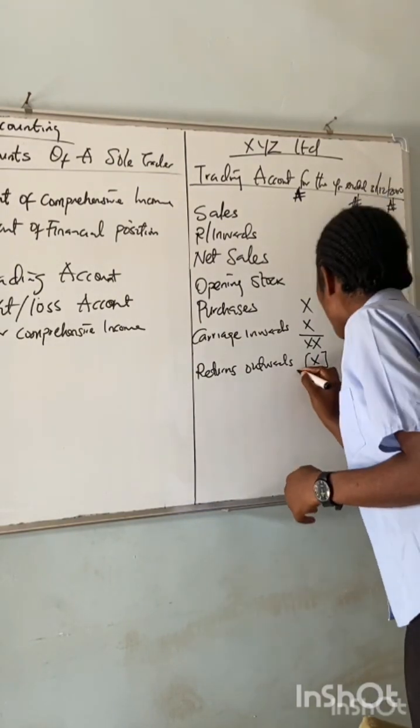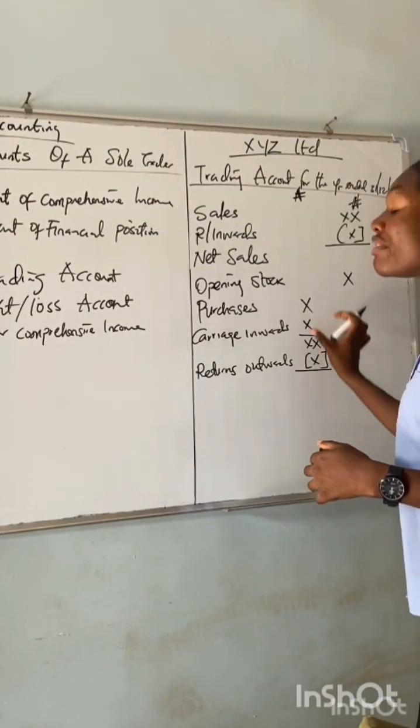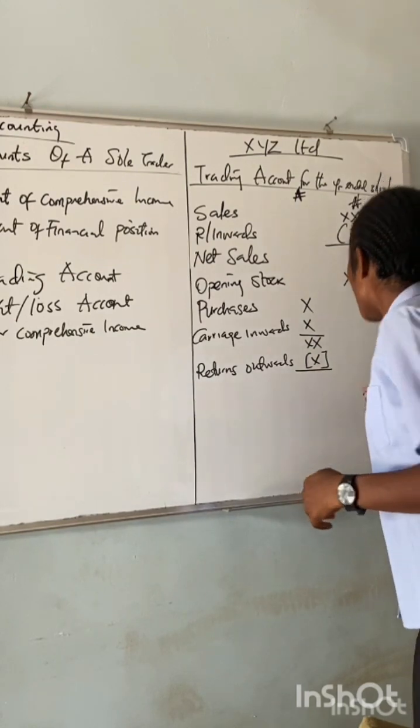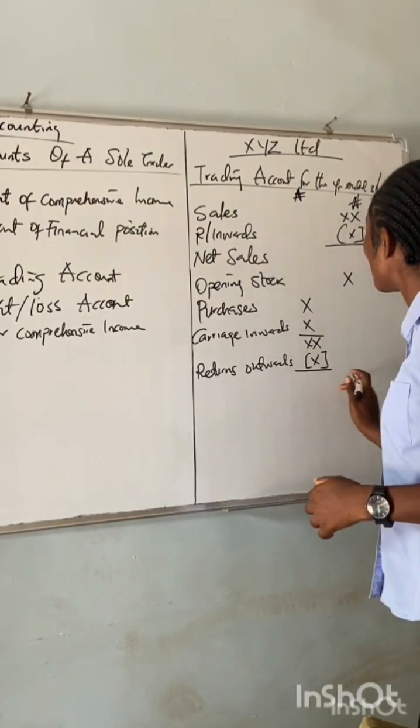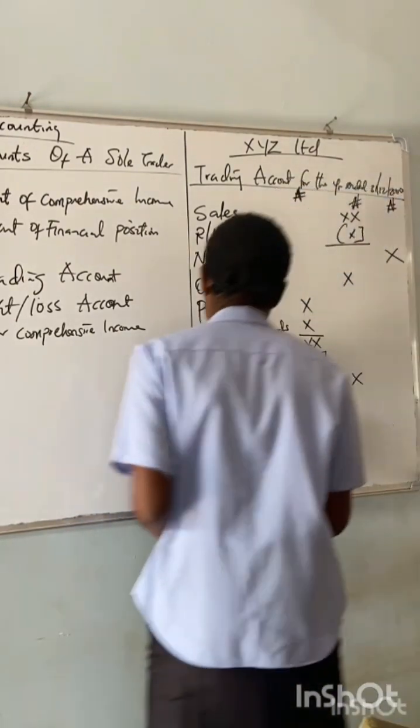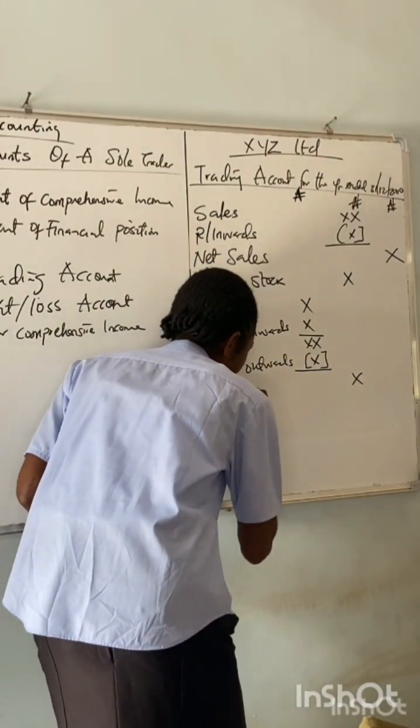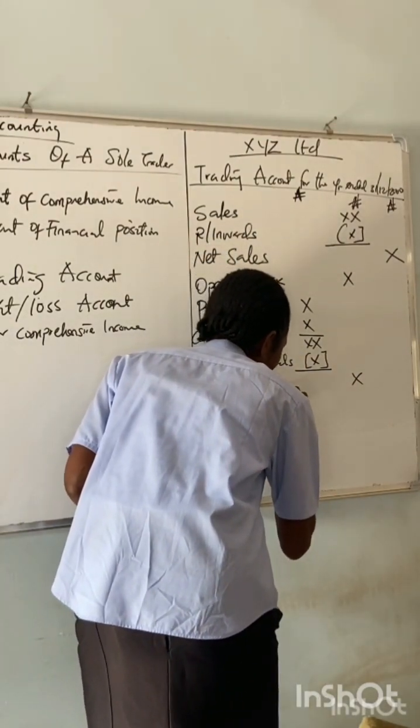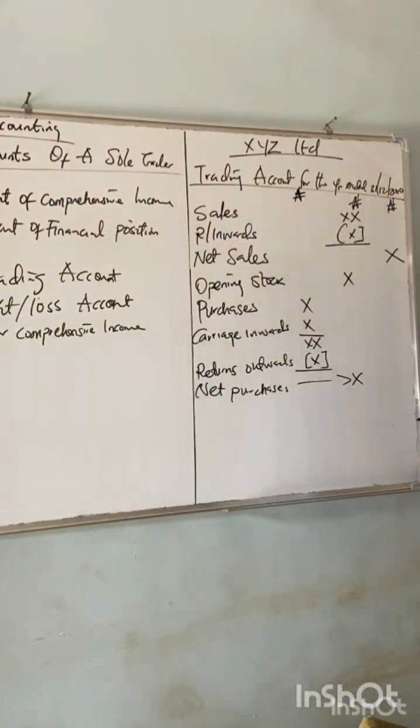So we're going to be lessening our returns outward, and then whatever figure we are having left from this, we're going to be bringing it. This figure is called our net purchases. So this is what we call our net purchases.